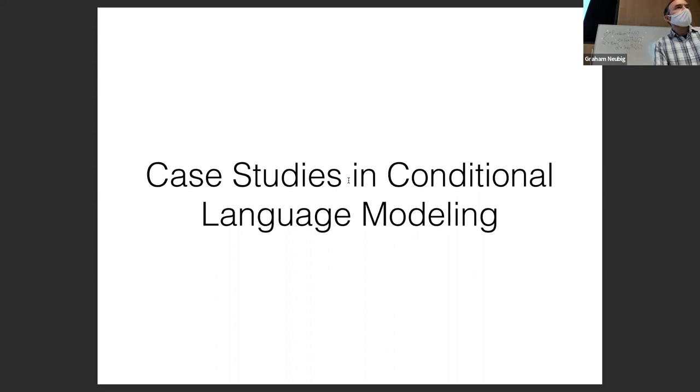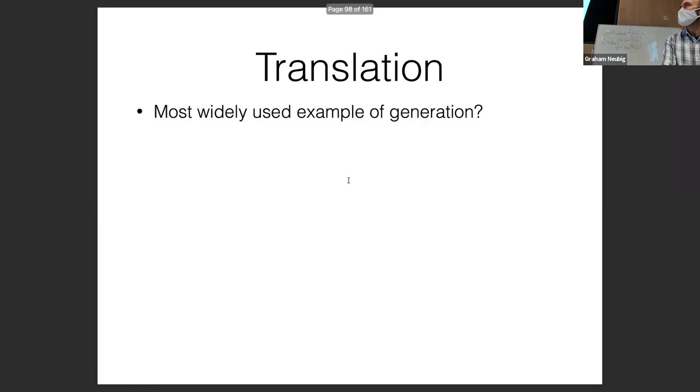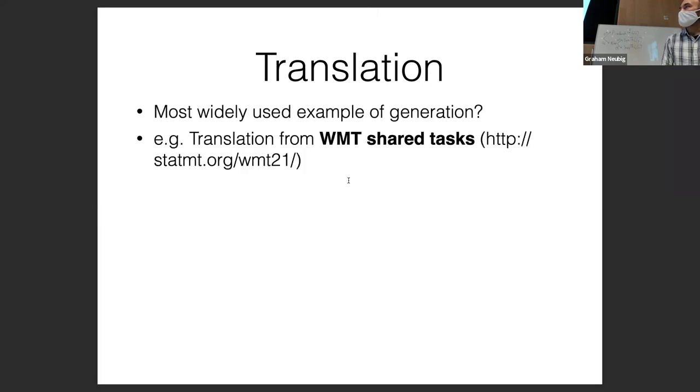Okay. So I'm going to move on to case studies in conditional language modeling. I mentioned a bunch of things before, and I'm going to talk about them in a little bit more detail now. Translation is probably the most common example of this, and it's very, very widely studied. I work on translation, so maybe take this with a grain of salt, but I think the methodology of evaluating translation, the level of rigor in constructing data sets and stuff like this, is probably better than most other tasks for which conditional generation is used.